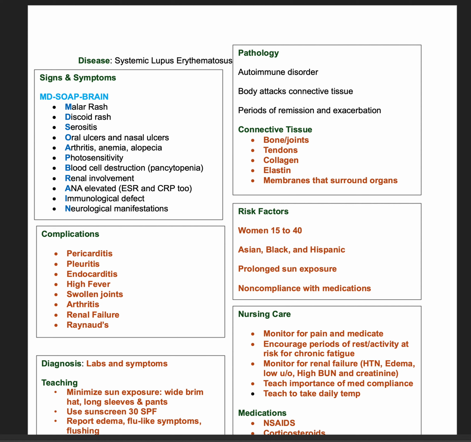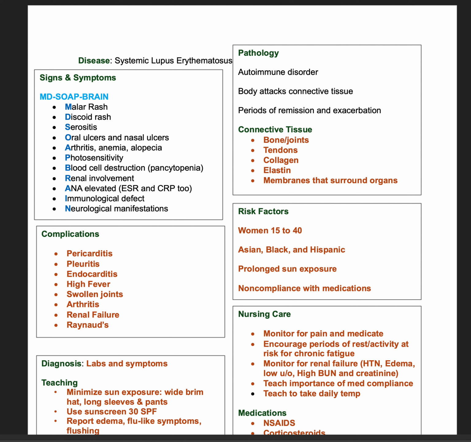Now, the risk factors for lupus include women 15 to 40 years of age. Asian, Black, and Hispanic women have a higher risk. People who have prolonged sun exposure, that could cause a flare up, and noncompliance with medications could also cause a flare up.